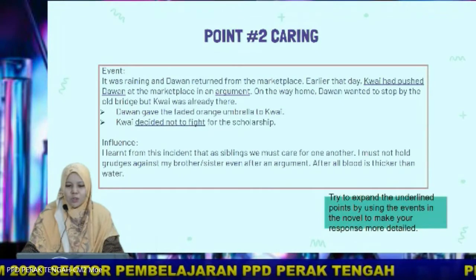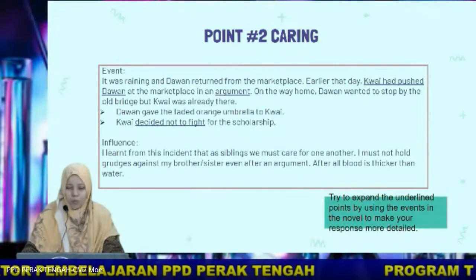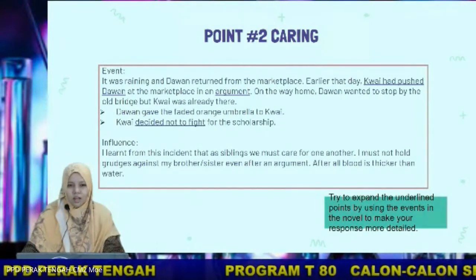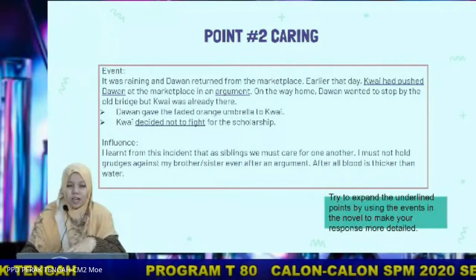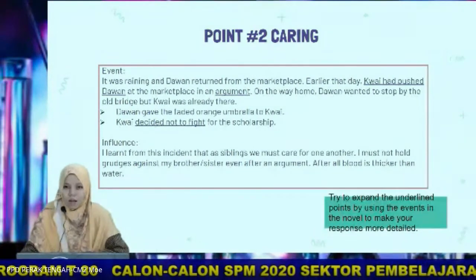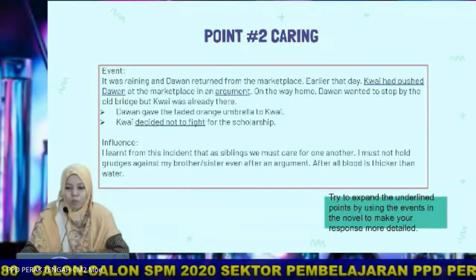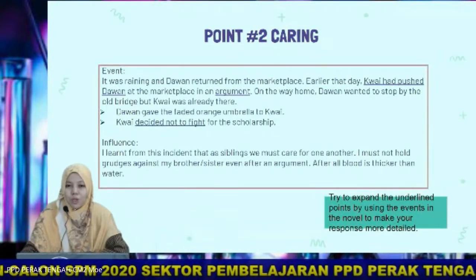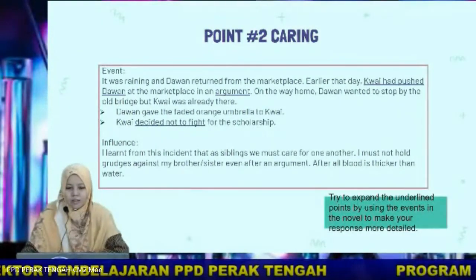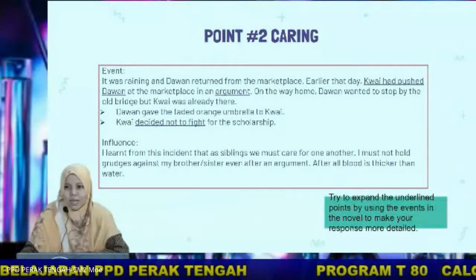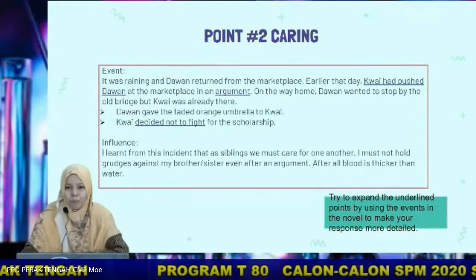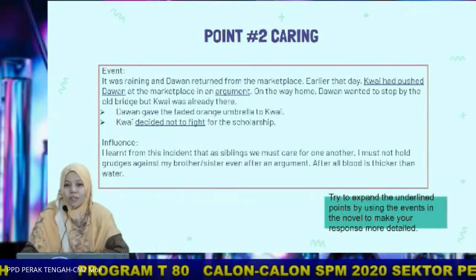Okay, the underlined points here: Kwai had pushed Dawan. When you tell a story, people will want to know how it happened. Kwai had pushed Dawan. So what makes Kwai push Dawan? And then what happened to Dawan after she has been pushed by Kwai? So that is the point that you must elaborate here. How Kwai pushed Dawan and what happened after that?